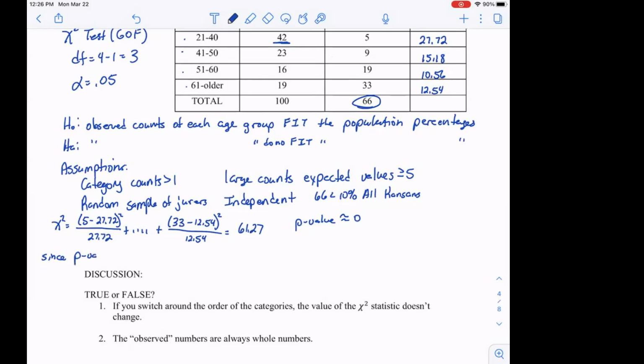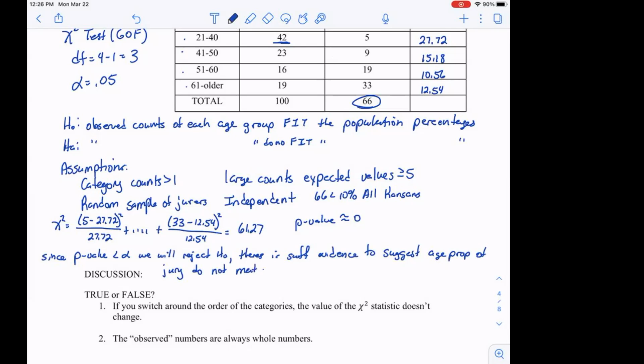Since our p-value is much smaller than alpha, we will reject H0. There is sufficient evidence to suggest age proportions of jury do not match population proportions.